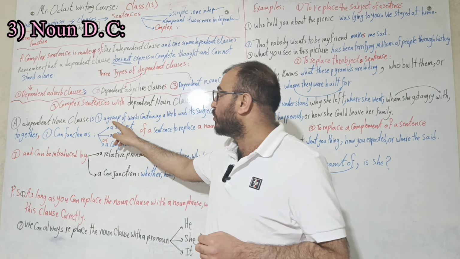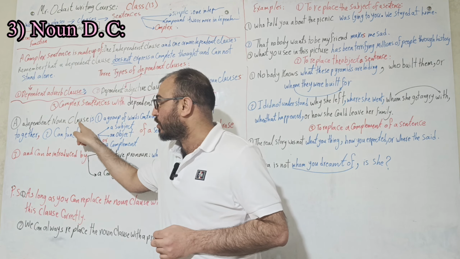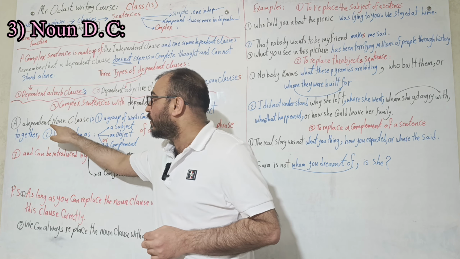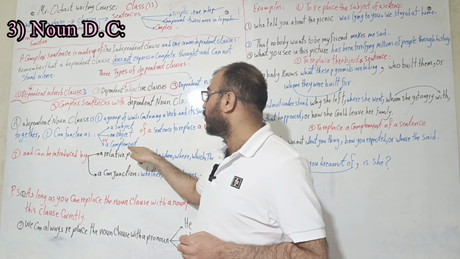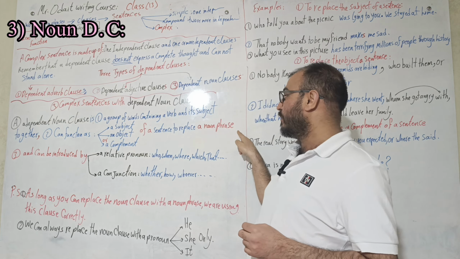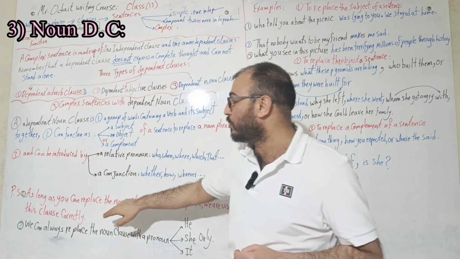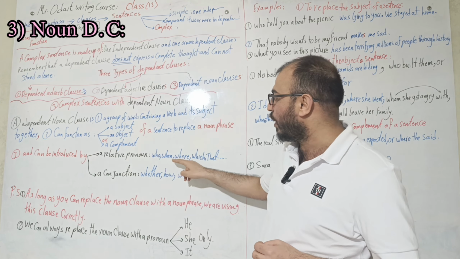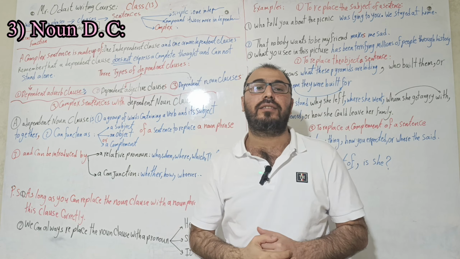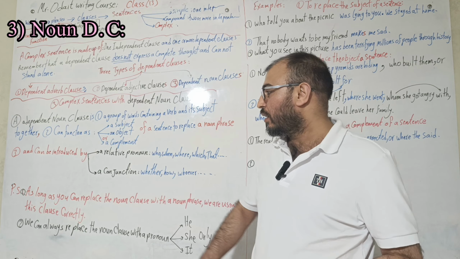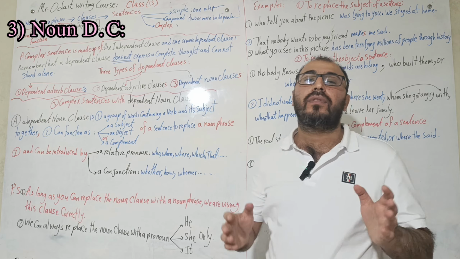Again, we repeat it. A dependent noun clause is a group of words containing a verb and its subject together, which is the definition of a clause. In addition to the definition of a noun phrase, it can function as a subject, an object, or a complement of a sentence, just as a noun phrase. And the third property: it can be introduced by a relative pronoun like who, when, where, which, that, or a conjunction like whether, how, whoever, etc.